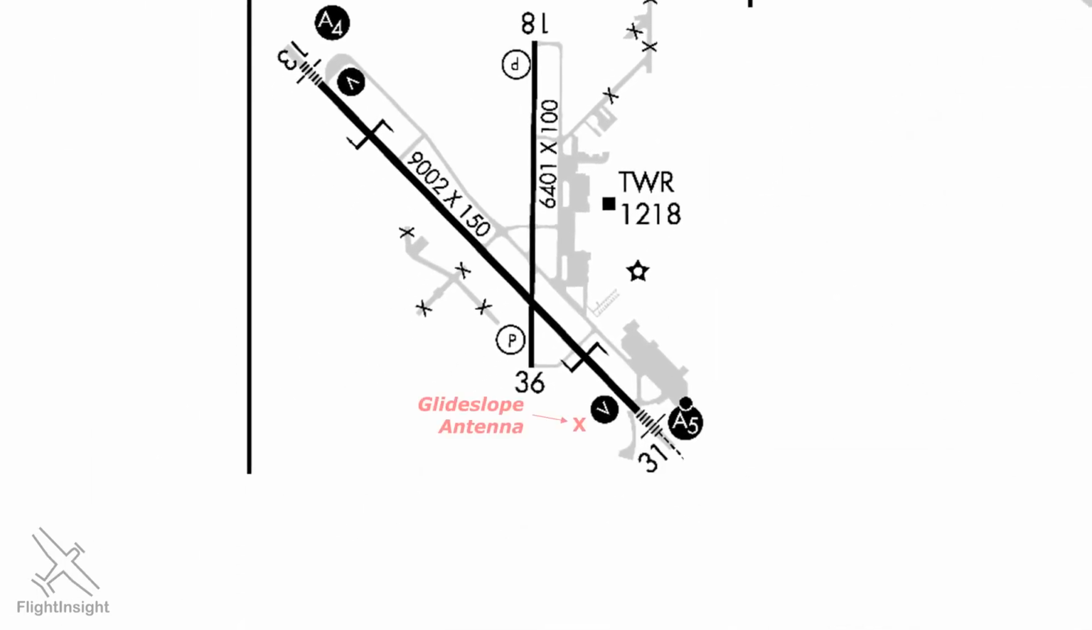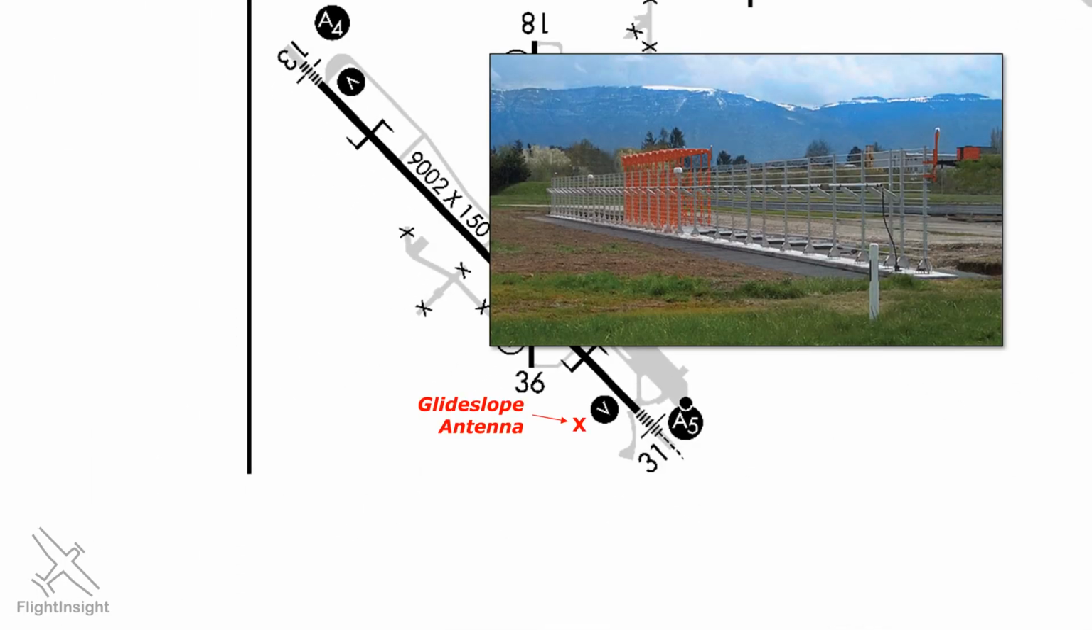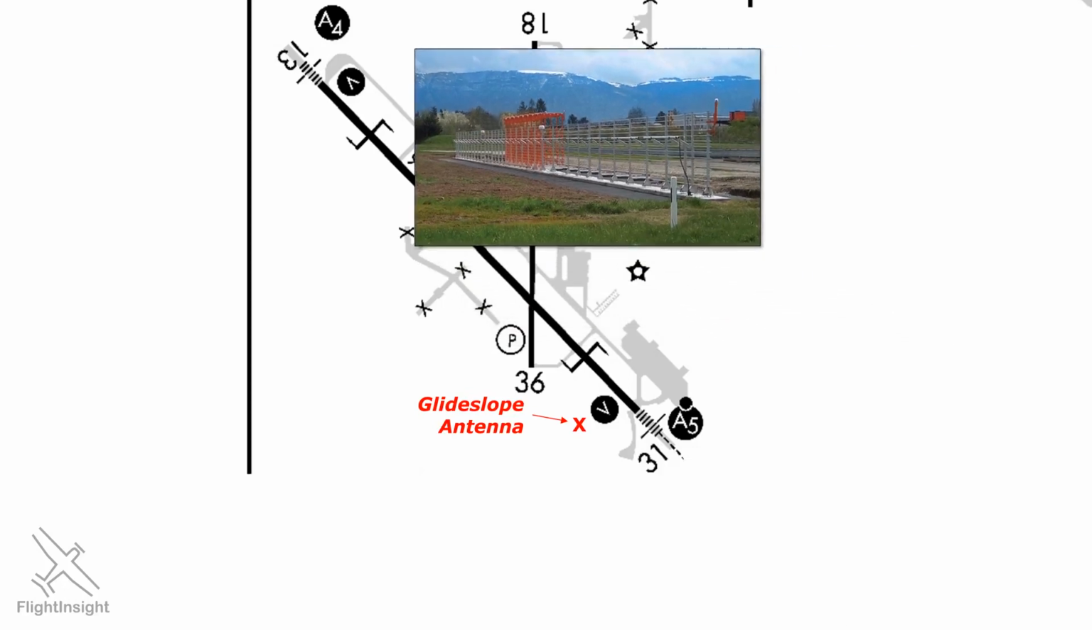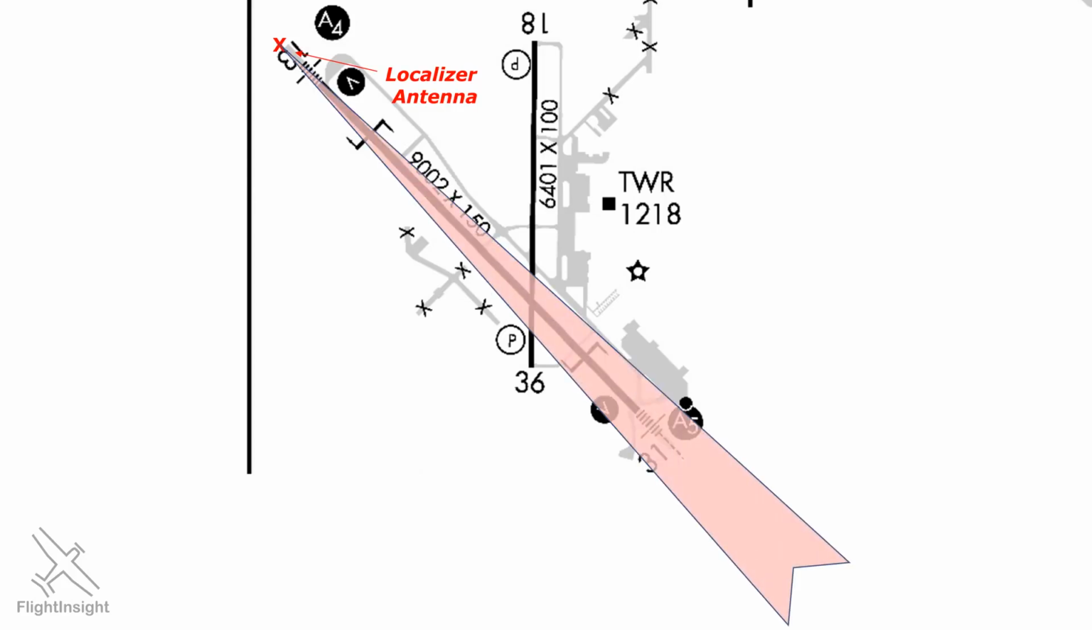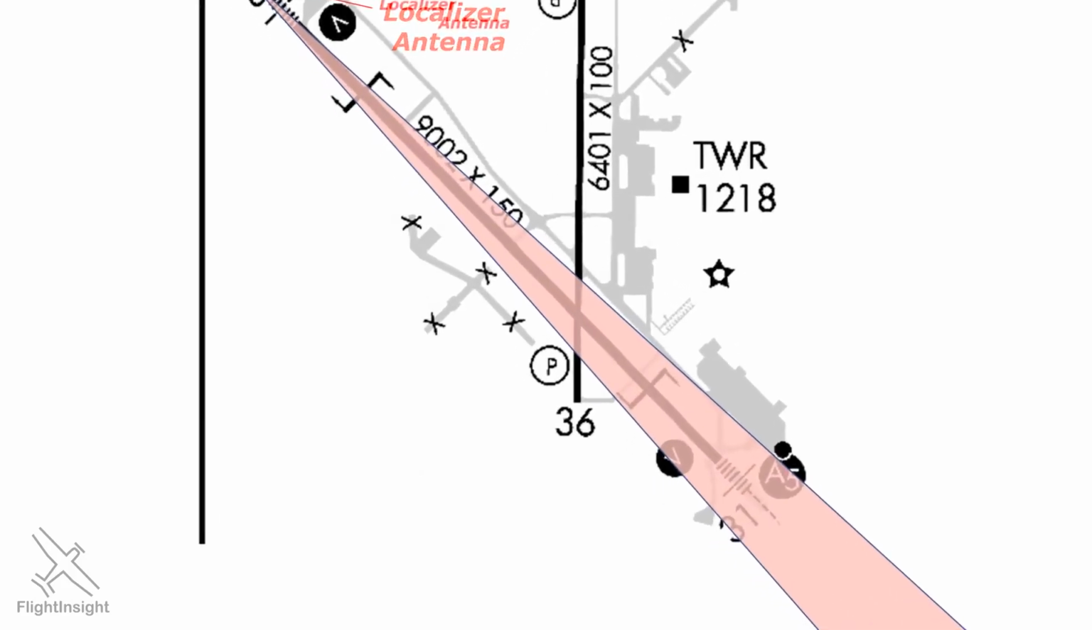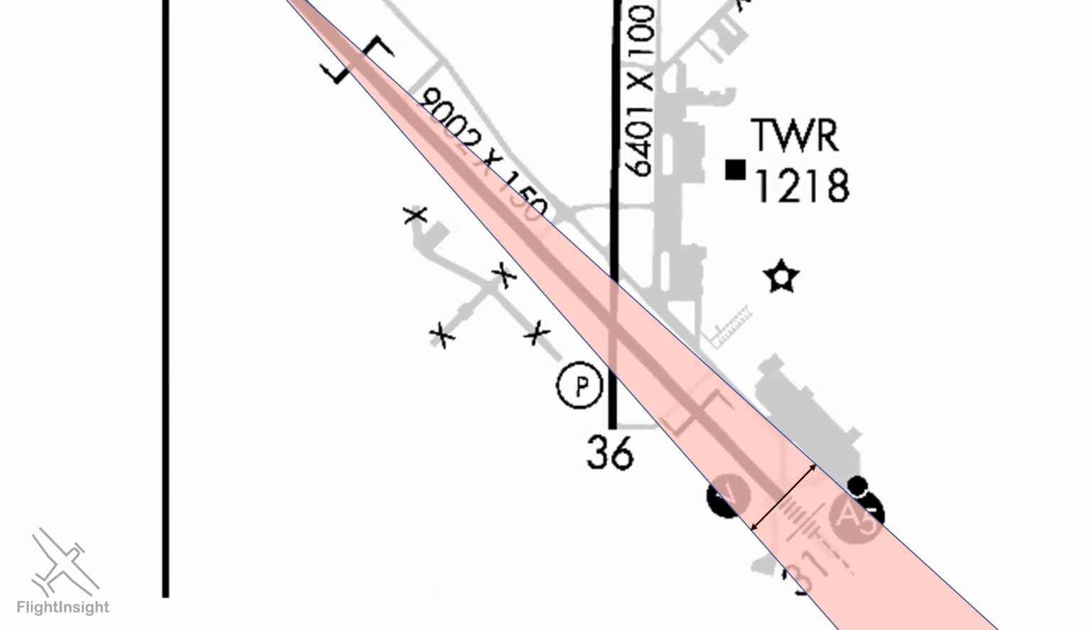The localizer antenna looks like this, and it's situated at the opposite end of the runway from the approach. So its signal starts at the far end of the runway and then widens out as it gets further away from it. By the time the signal reaches the threshold of the approach end of the runway, it's 700 feet wide, or 350 feet on either side of centerline. This means that an aircraft just 300 feet off center at the runway threshold would see full deflection on the needle, so it's quite sensitive at this point.